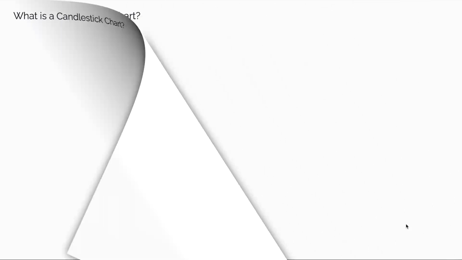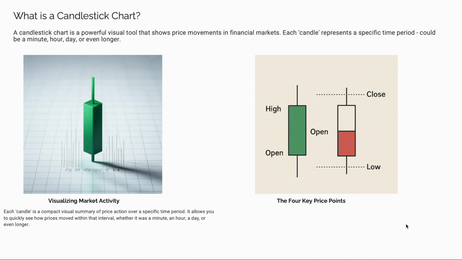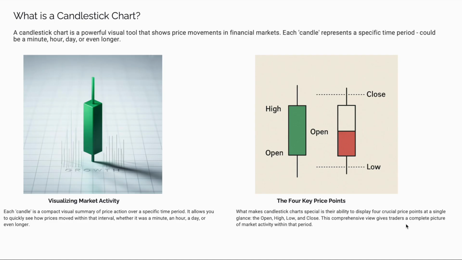So, what is a candlestick chart? A candlestick chart is simply a visual way to see how the price of a stock, or gold, or even Bitcoin has moved in a specific time period. It could be a single minute, an hour, or a day. Think of it like a cricket scoreboard. Instead of runs and wickets, each candle tells you four things: where the price started, how high it went, how low it went, and where it ended. That's a complete story packed into one candle.